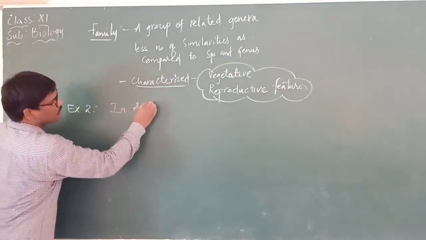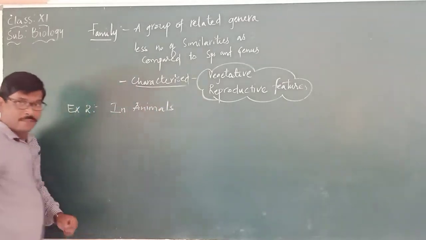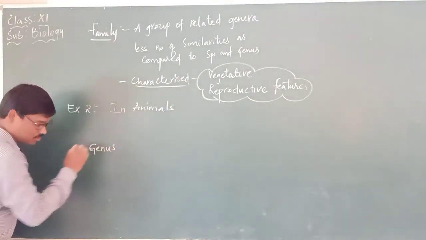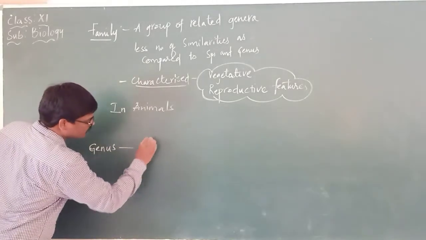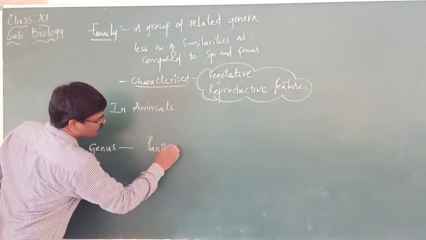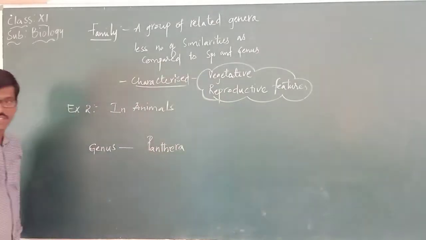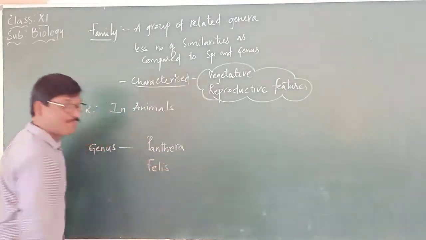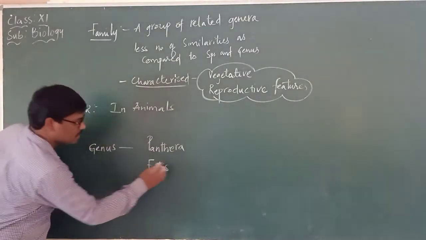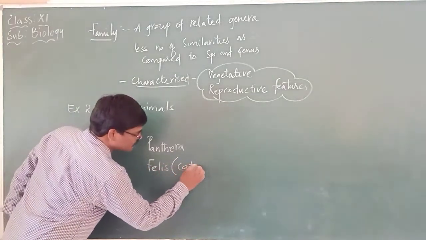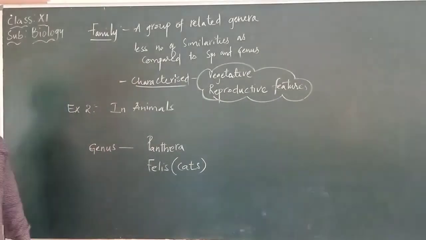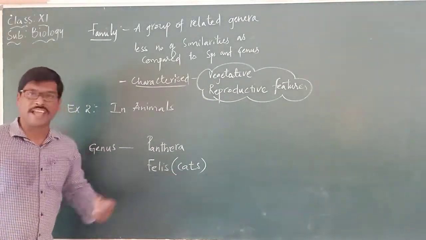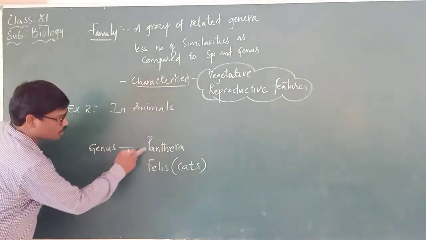Let us take animals. In animals, there are genera, or let us say genus. Just now we have seen Panthera, this is one genus. And there is another one which we also came across, called Felis. Felis is talking about cats, where the specific epithet is catus, which represents the cats. So here there are two genera.